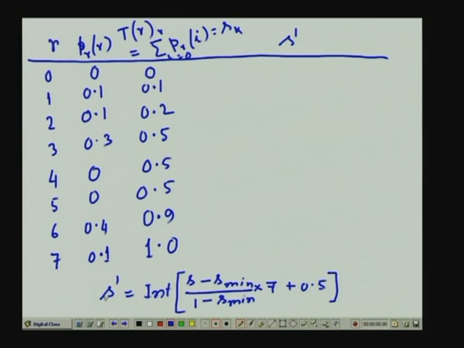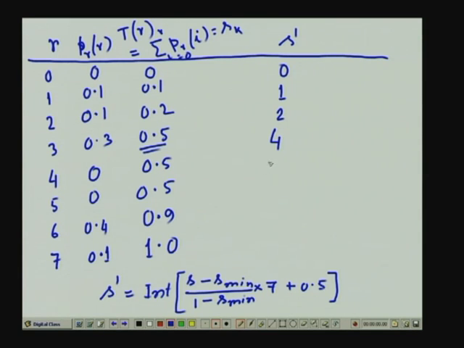So, if I do this, then you will find that for all these different values of s, the reconstructed s' for r equal to 0 will be 0. For r equal to 1, s' will also be 1. For r equal to 2, s' will also be 2. But for r equal to 3, I get s equal to 0.5 and the minimum s is 0. So, this becomes 0.5 and the denominator is also equal to 1. So, 0.5 into 7 gives you 3.5 plus 0.5, which is equal to 4. So, when my input intensity is 3, the corresponding output intensity will be 4.